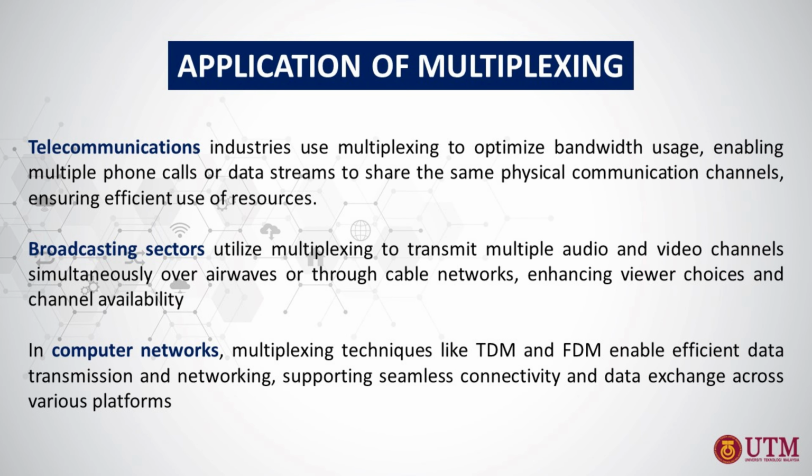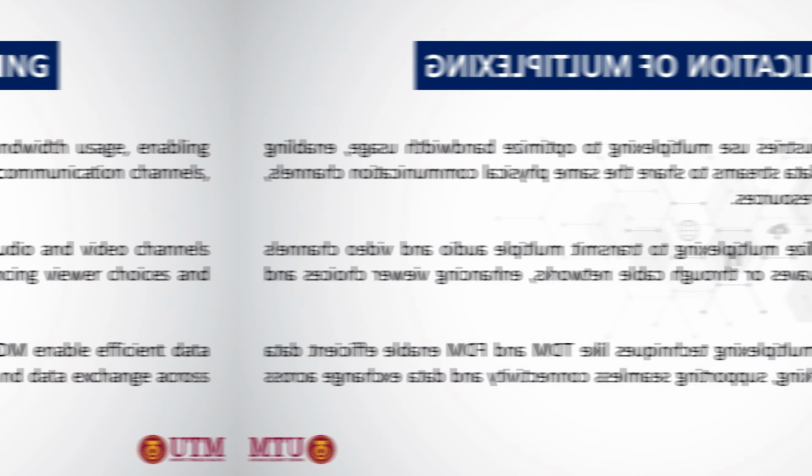Telecommunications industries use multiplexing to optimize bandwidth usage, enabling multiple phone calls or data streams to share the same physical communication channels, ensuring efficient use of resources. Broadcasting sectors utilize multiplexing to transmit multiple audio and video channels simultaneously over airwaves or through cable networks, enhancing viewer choices and channel availability. In computer networks, multiplexing techniques like TDM and FDM enable efficient data transmission and networking, supporting seamless connectivity and data exchange across various platforms.